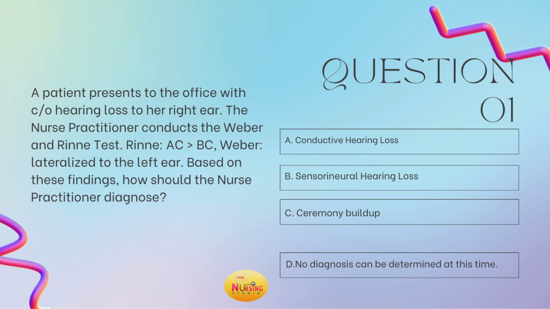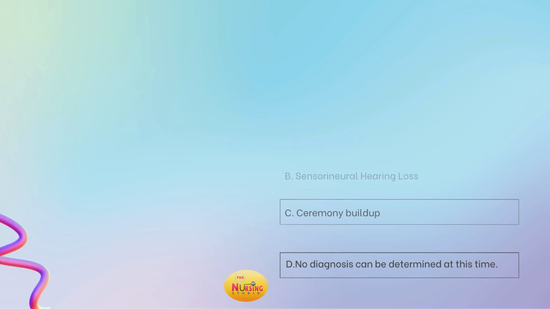And this is abnormal because we know with Weber, they should hear the sound equally in both ears. It should not lateralize to either ear, right? If it does, that's abnormal. Then if it does lateralize, you want to pay attention to which ear it lateralizes to, because that gives you even further inclination of the diagnosis, right? So this patient is complaining about her right ear, but the sound has lateralized to the left ear. So when there is lateralization to the unaffected ear, to the opposite ear that they're complaining about, that is considered sensory neural. So the best answer here is B, sensory neural hearing loss.